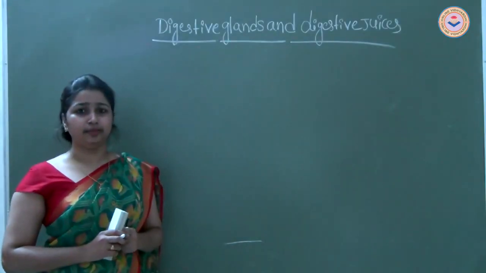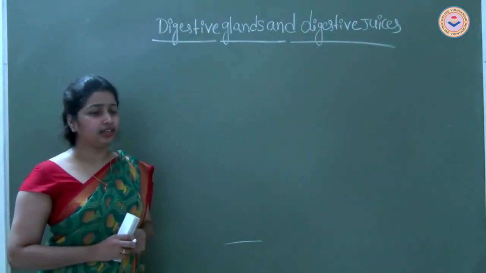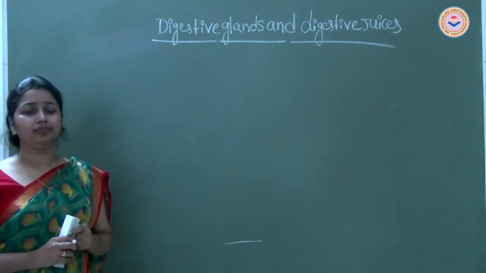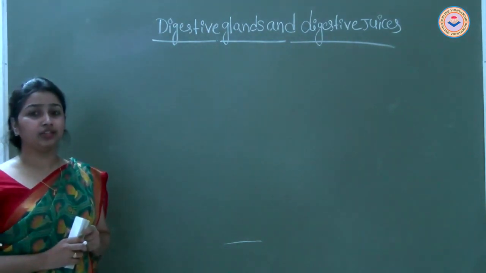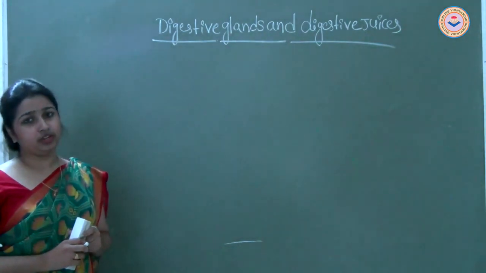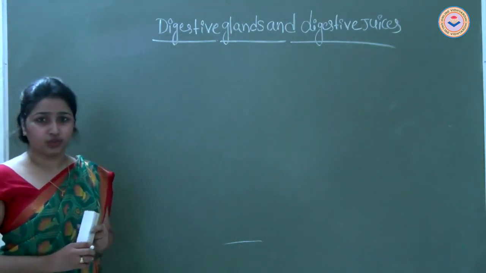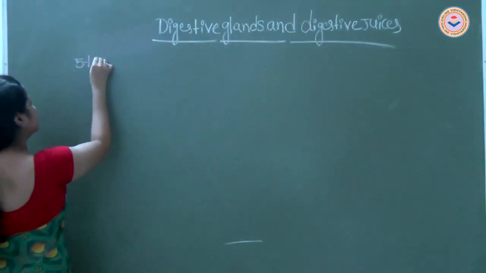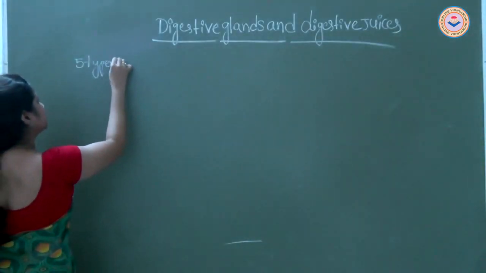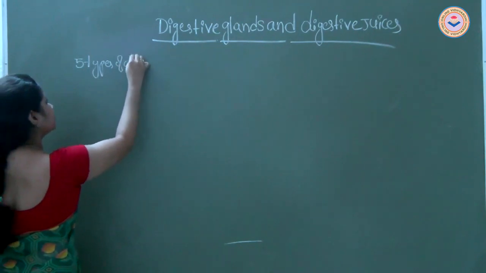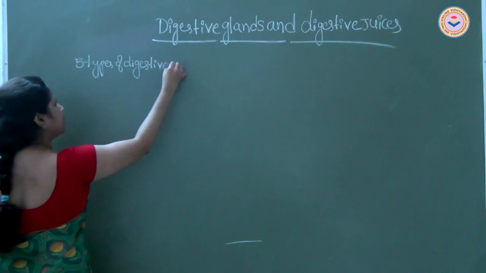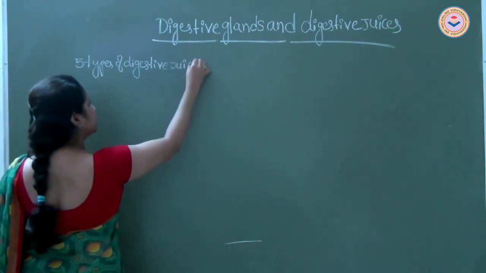Discussing types of digestive glands and types of digestive juices. How many types of digestive glands and juices are present in our body? Five types of digestive juices.